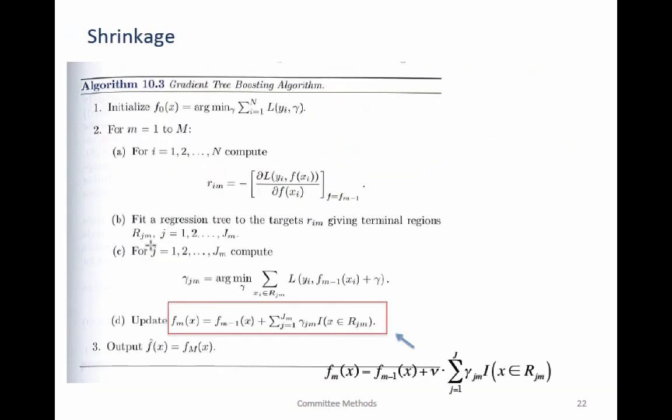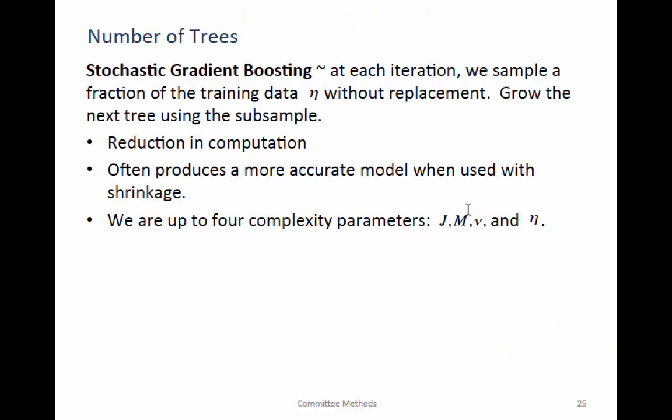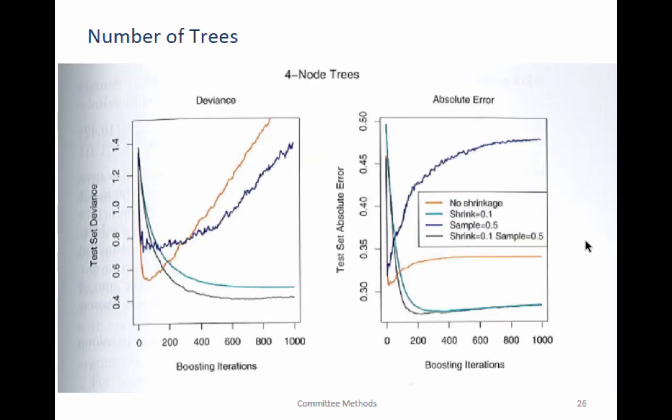How complex is this tree going to be? Is it going to be a stump? Is it going to be a 6-node tree? Then we must decide m, the number of iterations we're going to use, and what the learning rate or shrinkage parameter is going to be. And now if you add this piece, we have to think about subsampling on top of that.